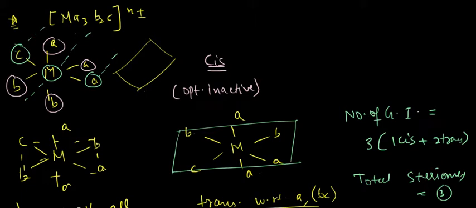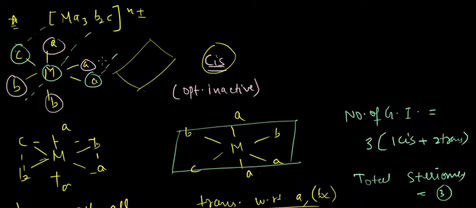Okay, hi guys, so we'll be continuing on seeing more examples on the geometrical and optical isomerism of octahedral complexes. So let's say we have Ma3B2C. If we draw the structure of the same, let's say we are first drawing the cis structure. So these three A are in cis, these two B's, and C is placed here.